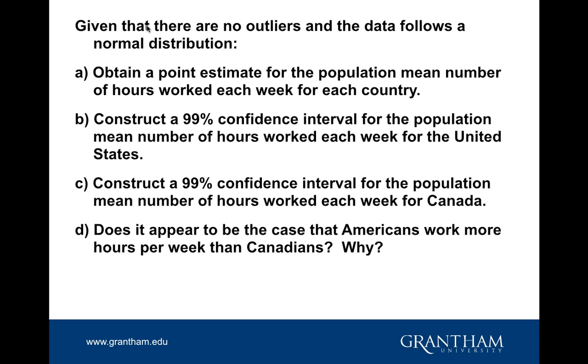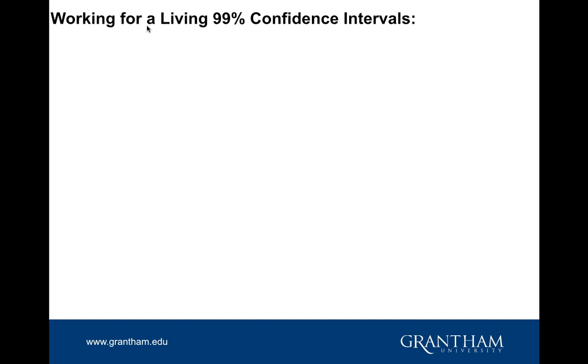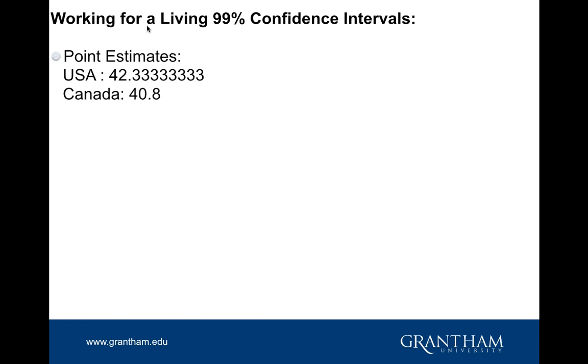See, the problem asks in the A part, obtain a point estimate for the population mean number of hours worked each week for each country. Based on what we have seen on our Excel spreadsheet, the point estimates are 42.3 for the USA and 40.8 for Canada. So it seems on average, Americans work a little bit more than Canadians, about 1.5 hours a week more. But is this difference really significant?